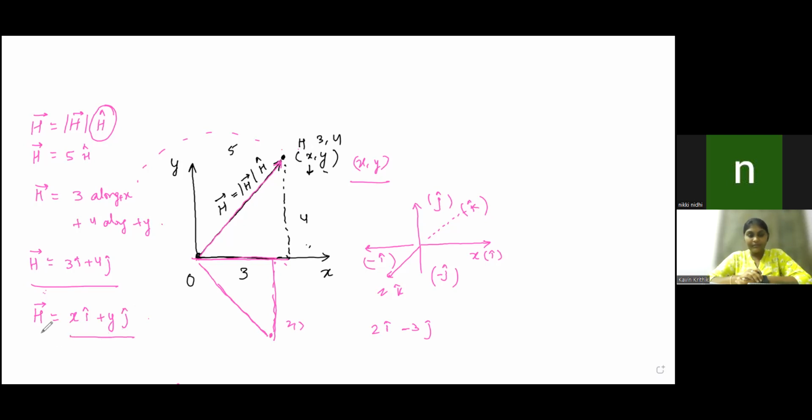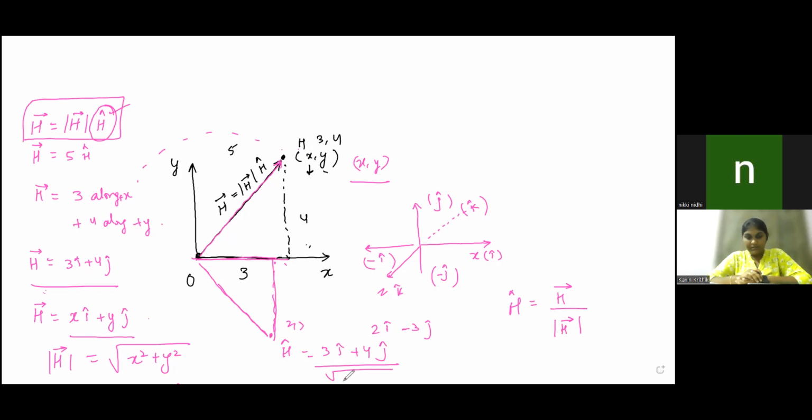So how do you get from component form to this form? The magnitude of H vector will be equal to root over of x component squared plus y component squared. And what about direction? H cap will be equal to H vector divided by magnitude of H vector. See, this is how you have defined it. So what will H cap be? H cap will be this vector, which is 3i plus 4j divided by root over of 3 squared plus 4 squared, which is 5.